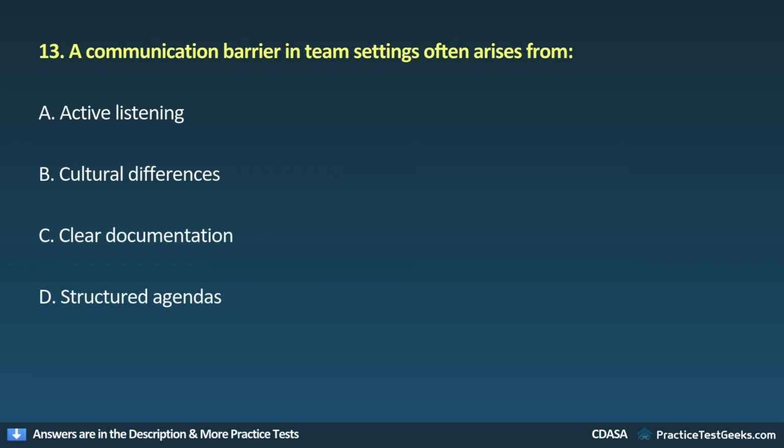13. A communication barrier in team settings often arises from: A. Active listening. B. Cultural differences. C. Clear documentation. D. Structured agendas.